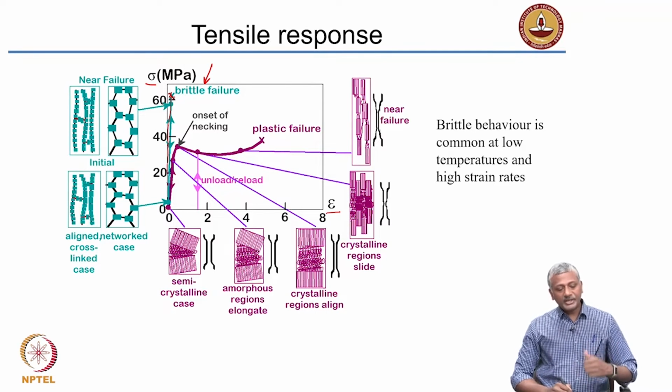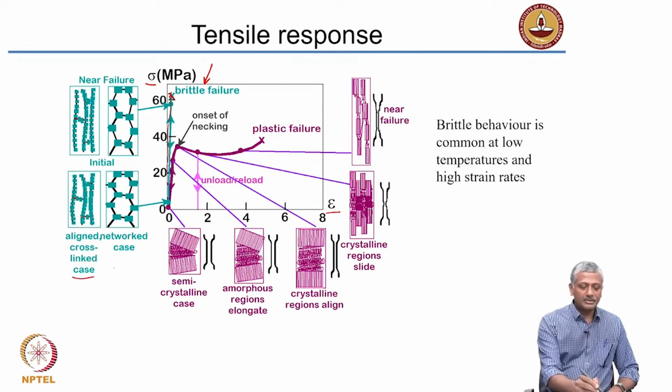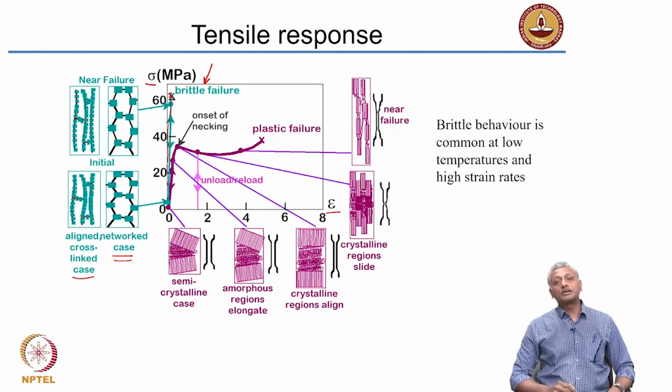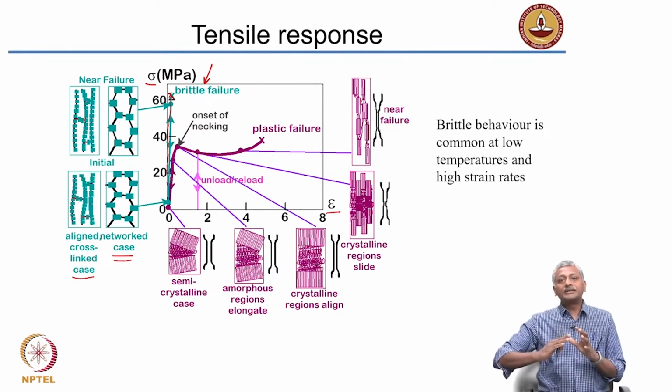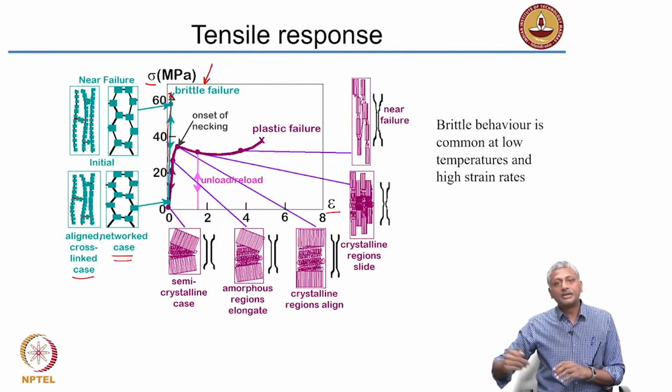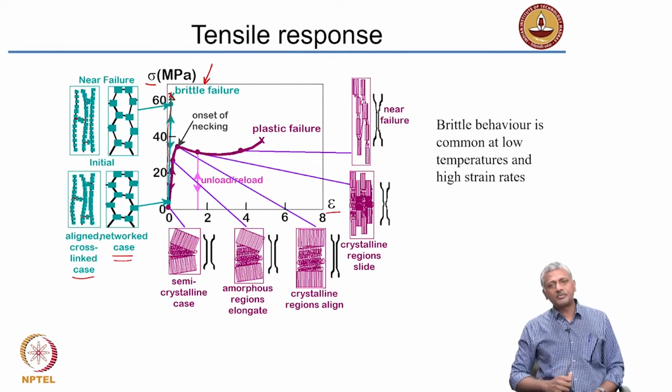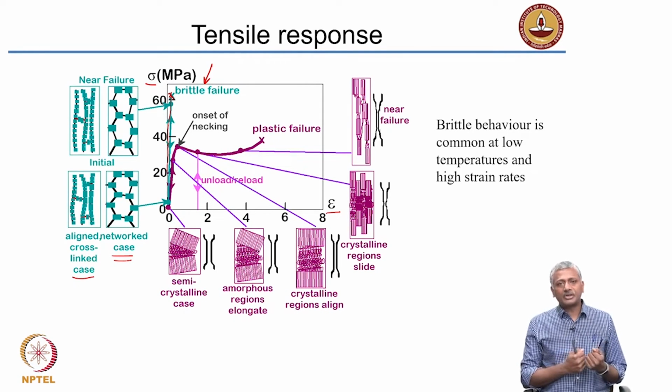Mostly, this kind of behavior is exhibited by aligned cross-linked polymers as well as networked polymers. So, the higher the degree of order in the polymers, the more brittle they become. It's easy to imagine because these are highly connected structures. So, if you have to deform that, you may have to break the bond.